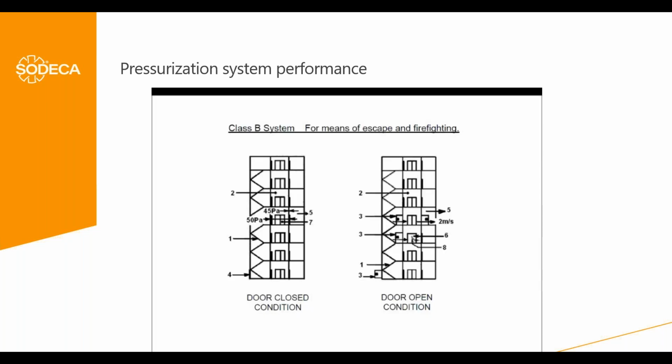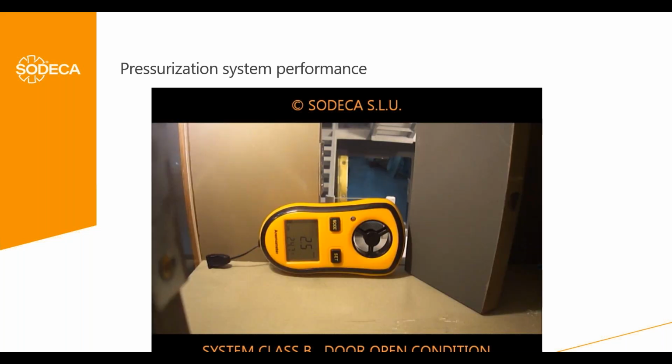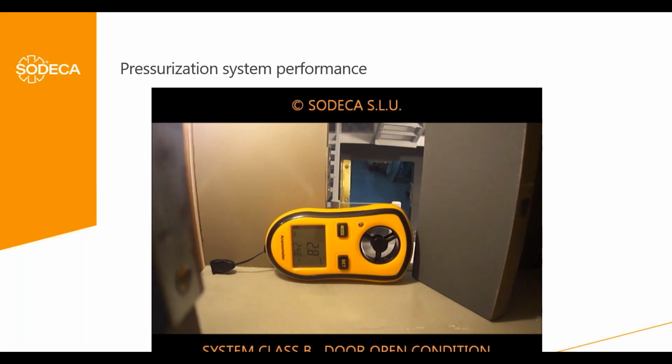The old standard, the old part 6, has different classes of systems depending on the strategy of evacuation or firefighting intervention, with different numbers of open doors and with different requirements for the air velocity in the open door.